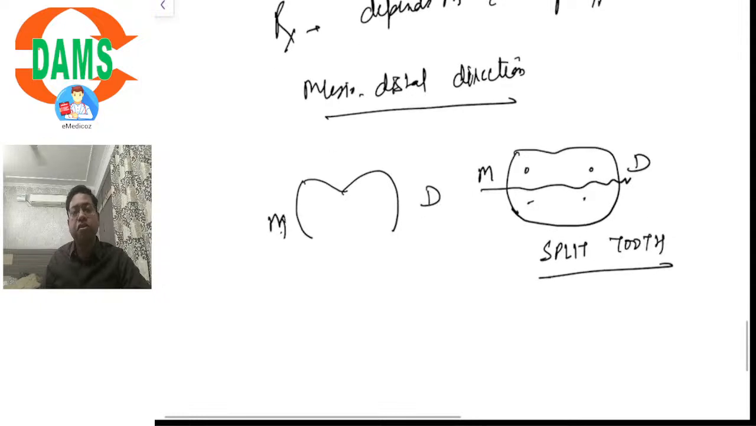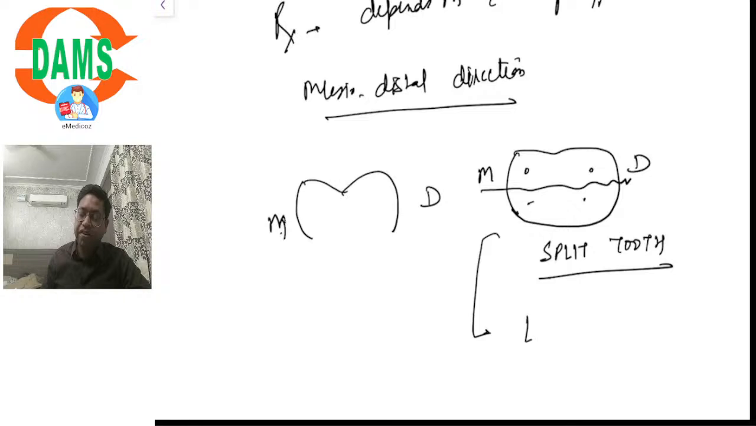It is a split tooth, a deep-seated crack in the crown that has extended to become a fracture and completely separated the tooth into two halves, a buccal and a lingual half. So whenever this happens, the only feasible treatment is extraction of the tooth.